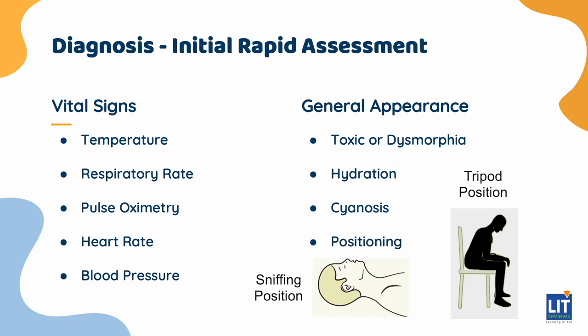Listen also for audible abnormal respiratory noises such as wheeze, stridor, and grunting. Examine the child's circulation. Look at the perfusion, check for cyanosis, feel for the pulses, and check the capillary refill time. Check the child's Glasgow Coma Scale. Is there an altered mental status to suggest a neurological cause for the respiratory distress? Look for angioedema, which could suggest anaphylaxis.